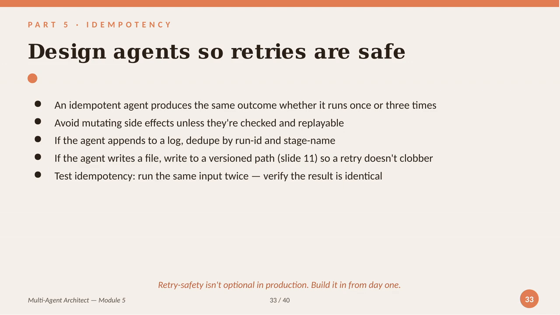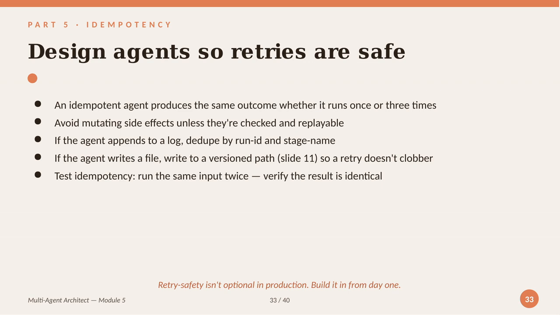Why this matters? In production, you'll retry agents. Sometimes the orchestrator retries because of a transient failure. Sometimes the user retries because they're not sure whether the first run actually completed. Sometimes a recovery script retries because a previous run crashed before reporting status. If the agent isn't idempotent, retries cause damage.